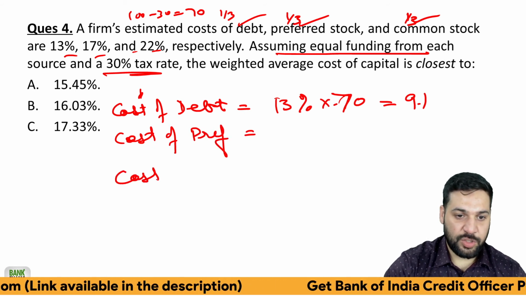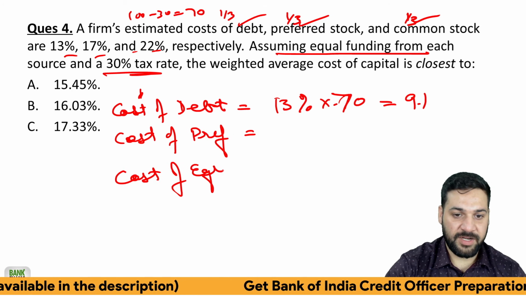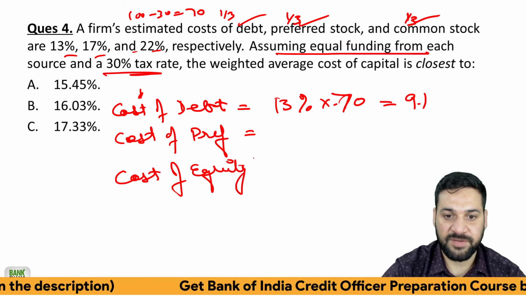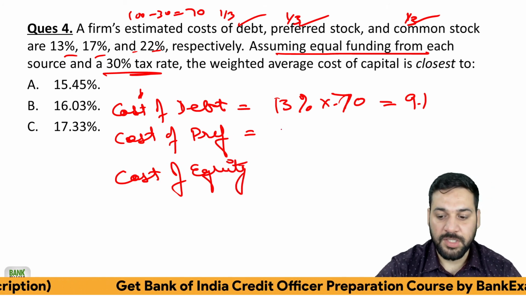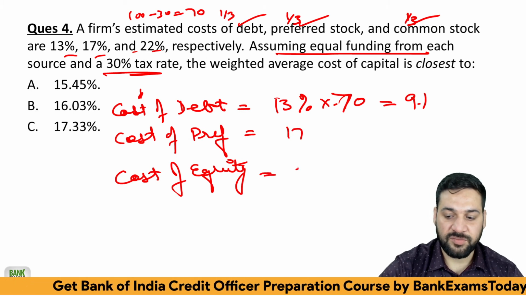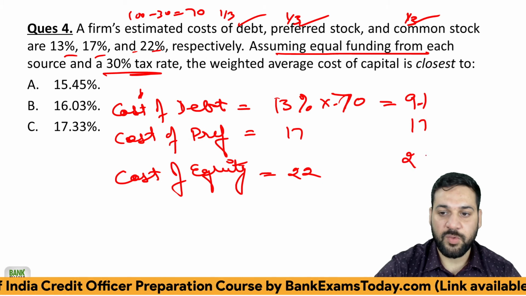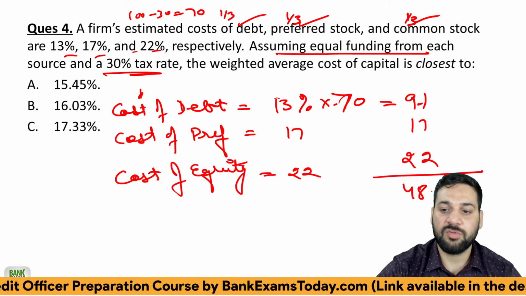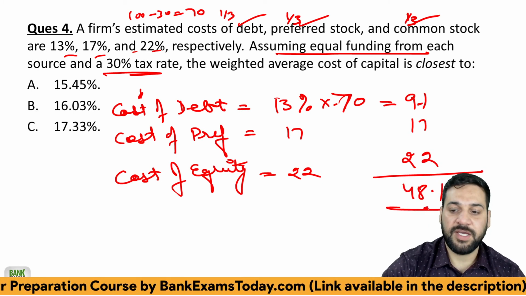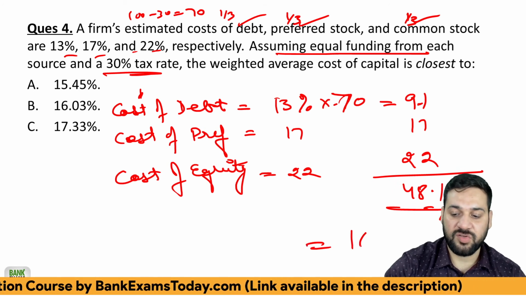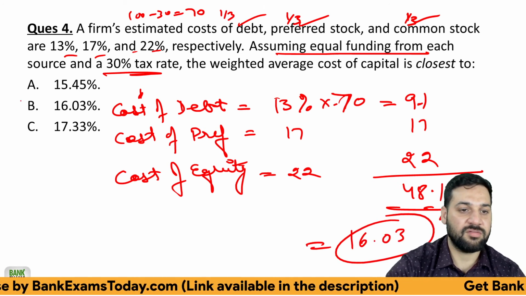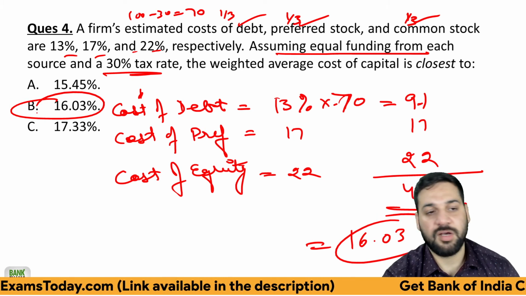कॉस्ट ऑफ प्रेफरेंस, कॉस्ट ऑफ इक्विटी निकाल लीजिए. ठीक है, सिंपल. It is 17% and this one is 22%. ठीक है, सो ये 9.1 है, ये 17 है, 22 है. Just find out the total, क्योंकि equal है, and divide it by 3. ठीक है, you will get the answer 16.03. ठीक है, around 16. So B is your correct answer.